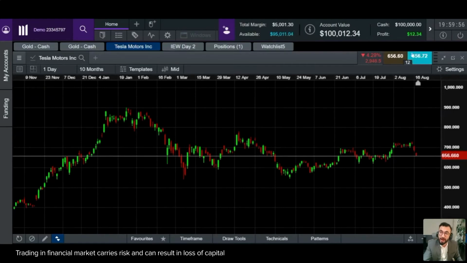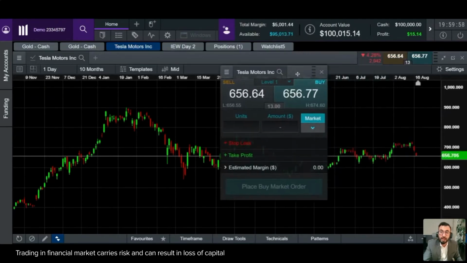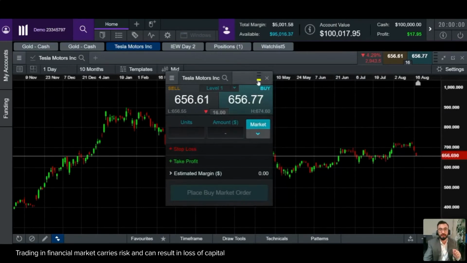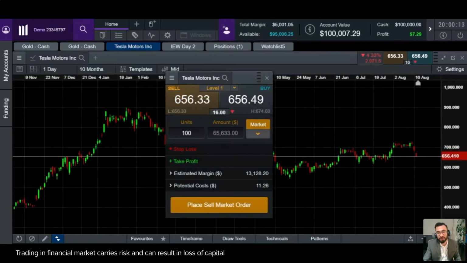Last time I wanted to buy, so I clicked on the buying price. But now I have to short sell, so I select sell. It becomes orange. Please remember this. How much do I have to sell? Let's say I want to short sell 100 shares. I write 100 shares, it will be equal to $65,000. Margin will be 13,000.